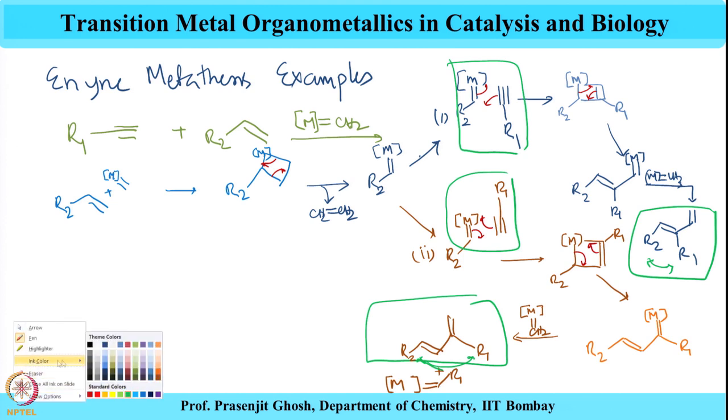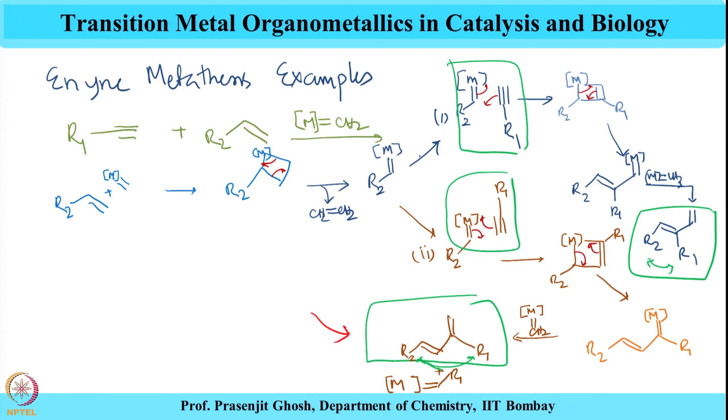Of these, the one which is favored is this one, mainly because of steric reasons, where R1 and R2 are spread far apart. Now, in this mechanism, I had just carried out the ene first mechanism. That means the first step is metathesis between the alkene and the active species, and then the metathesis between the active species and the alkyne. So, in the ene first mechanism, the pathway that I had shown is of one type.